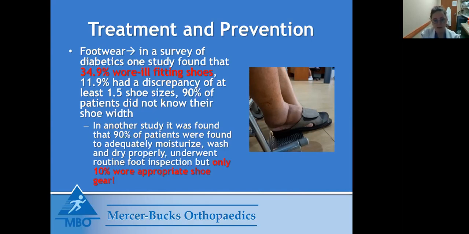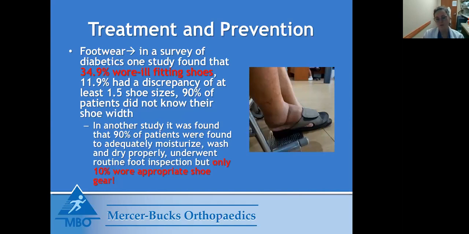They also found that 12% of those patients had a discrepancy in their shoe size of up to a size and a half. So I thought that was pretty significant. And 90% of patients do not know their shoe width. That I completely see within my practice, and within the wound care practice which I participate in, that it is very common that patients maybe don't know that there are different widths of shoes. They also don't know their shoe width.